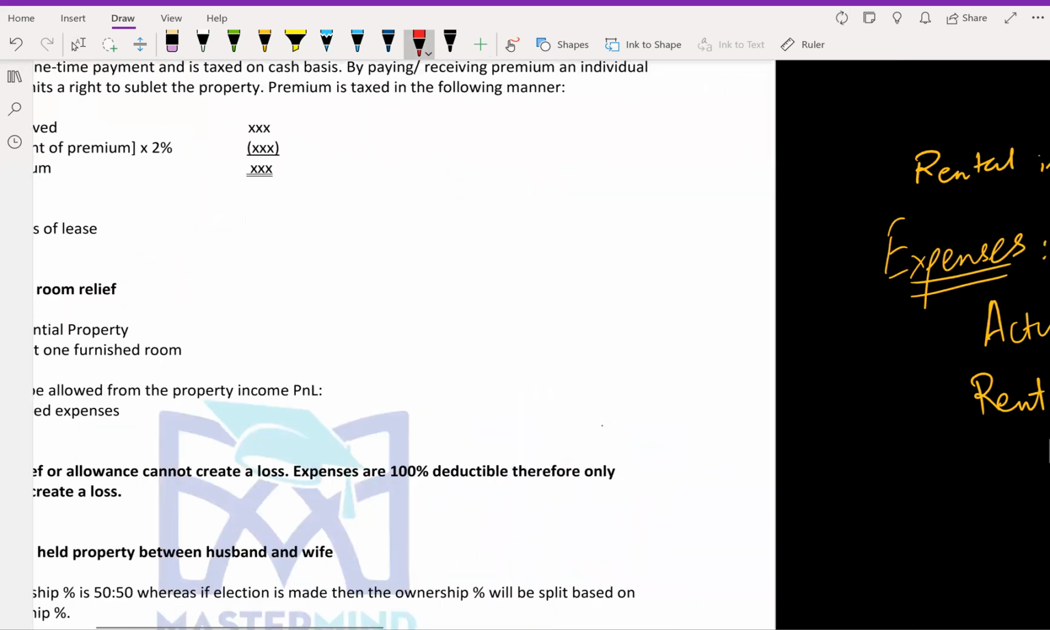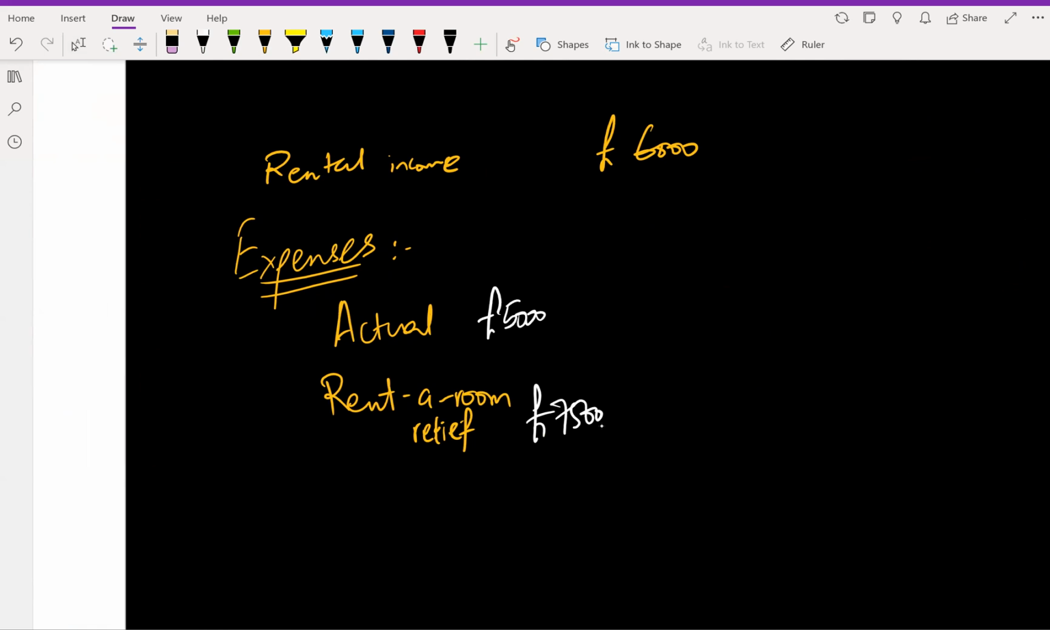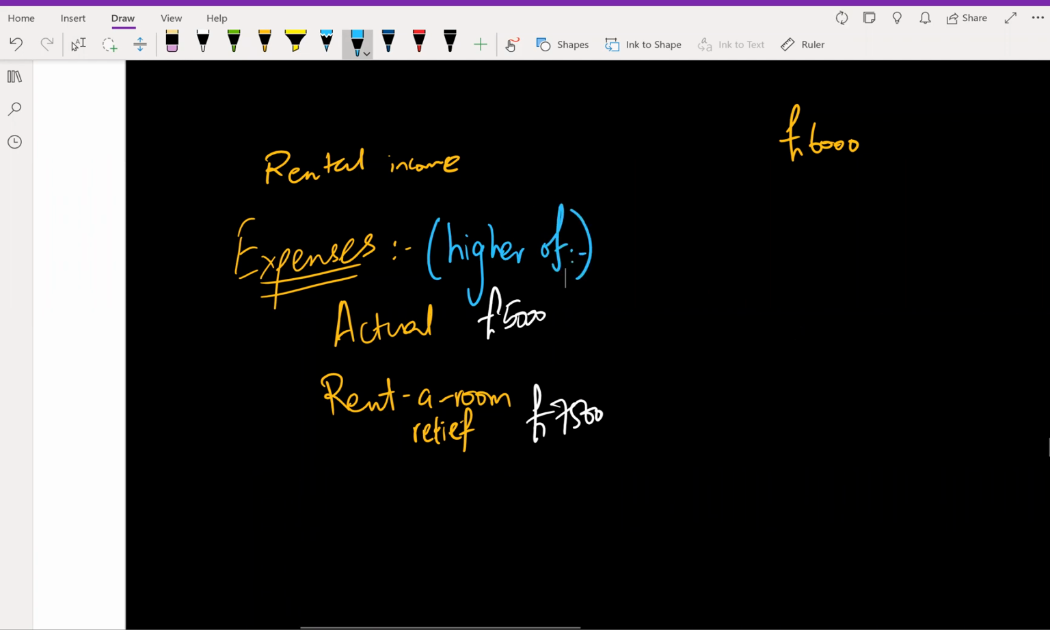So obviously, when you think about claiming the expenses, will you go for the lower one or the higher one? It's not like you've actually incurred 7,500. What you've actually incurred is 5,000. So my question to you is, which one will you consider, 7,500 or 5,000? 7.5. Exactly, the higher one. And this is what rent a room relief allows you to do. Expenses can be claimed at the higher of actual or rent a room relief, which is 7,500 fixed. So in this case, you will go for 7,500.